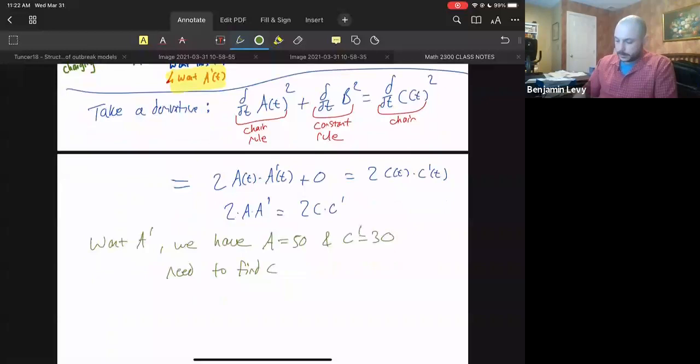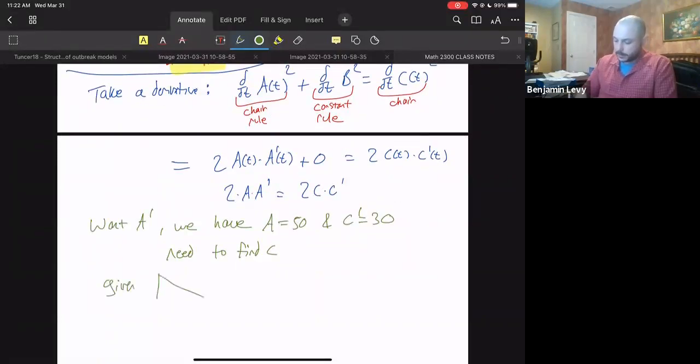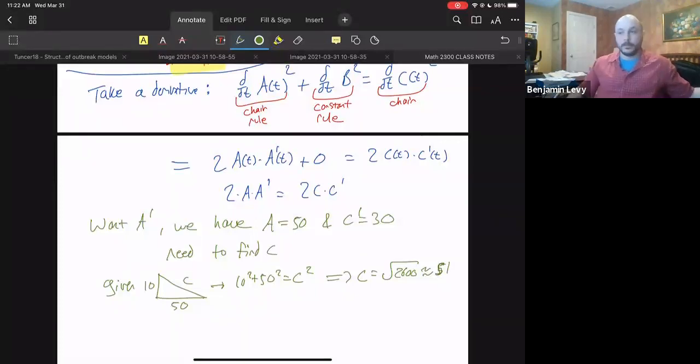How do we know what C is? We were given this piece of information. We know that this side's length 10. We want this side. We know this side's length 50, right? We can find C. Confident everyone can do that and get C is the square root of 2600, which is approximately, it's almost 51. Thoughts on that? Does that seem okay? So now we have all the pieces of information we want, right? We want to use this formula. We have A, we have C prime, we have C. We can plug all those things in there and get A prime. And so we're done pretty much.